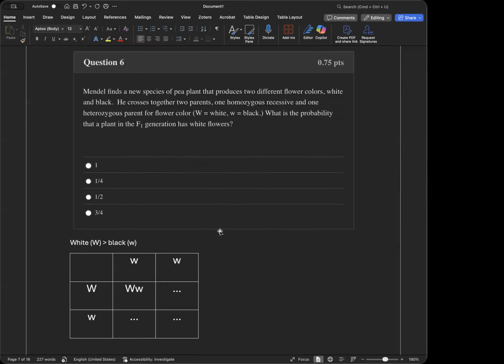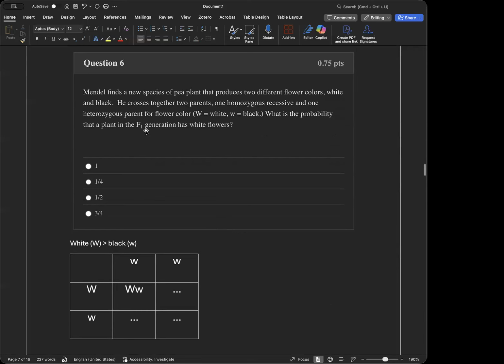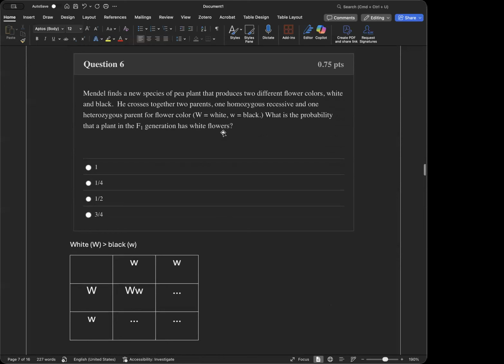So, question number 6. Mendel finds a new species of pea plants that produce two different colored flowers. One is white and one is black. He crosses the two parents together. One is a homozygous recessive, so this is a key here, and the other is a heterozygous parent. So what's the probability that the plant in the F1 generation has white flowers?